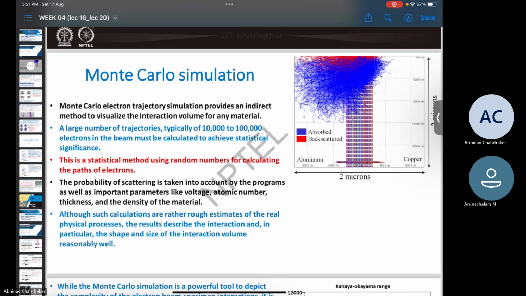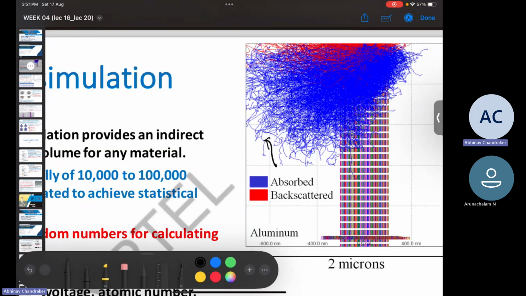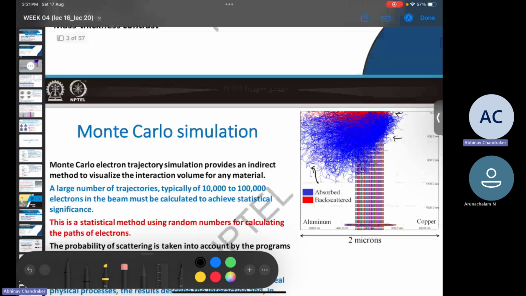Here, all these thread-like things you can see. For example, the blue ones here. If you just pick one of them, you will see that these are going in a particular direction, but they are not going straight. So these are nothing but the simulated trajectory of one electron as it is going through the material. And we can see that there are blue and red threads. So the red lines are for the backscattered electrons, the trajectory for those electrons which got backscattered, and the blue ones are for the absorbed ones.